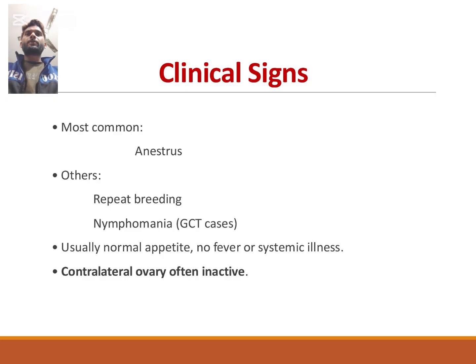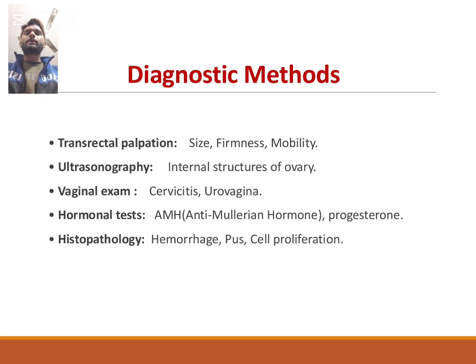The inactivity of the contralateral ovary is due to the release of anti-Mullerian hormone by the intact ovary. So, the diagnostic methods we use to diagnose this condition: transrectal palpation, in which we confirm the size, firmness, and ability to make a differential diagnosis. Ultrasonography, where we check the internal structures present on the ovary, whether they are fluctuating, hard, or something else. In a vaginal examination, we look for cervicitis, inflammation of the cervix, or urovagina due to poor conformation, which may be leading to this condition.